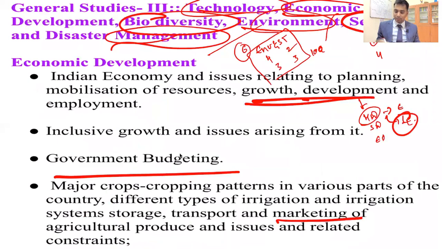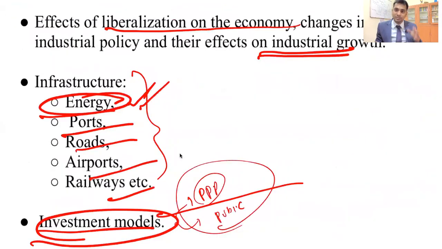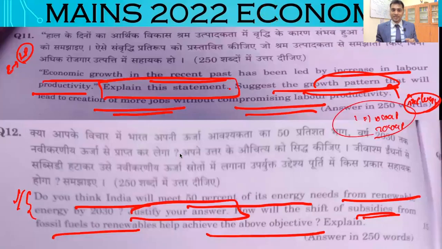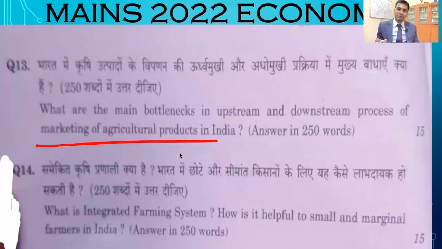Now there is one thing called marketing of agricultural produce in India. What are the issues related to it and its constraints? So they are asking the same thing: upstream requirements and downstream requirements. And the beauty is, this is a previous year question again. This was asked in the past 8 years. So again a repetitive question, the exact sentence was taken out, right?